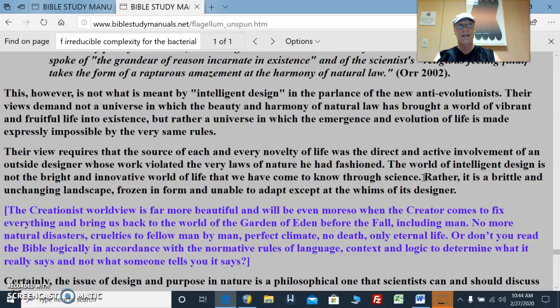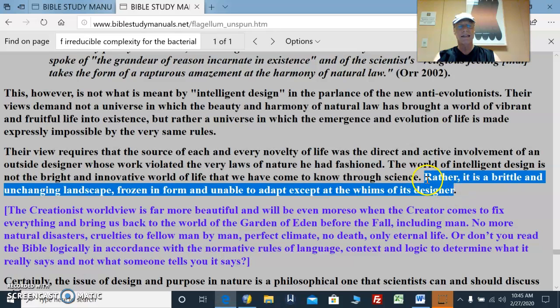And he's going to fix it and make it perfect like it originally was. Have you thought of that? The creationist worldview is far more beautiful and will even be more so when the Creator comes to fix everything and bring us back to the world of the Garden of Eden before the fall, including man. No more natural disasters, cruelties to fellow man by man, perfect climate, no death, only eternal life.